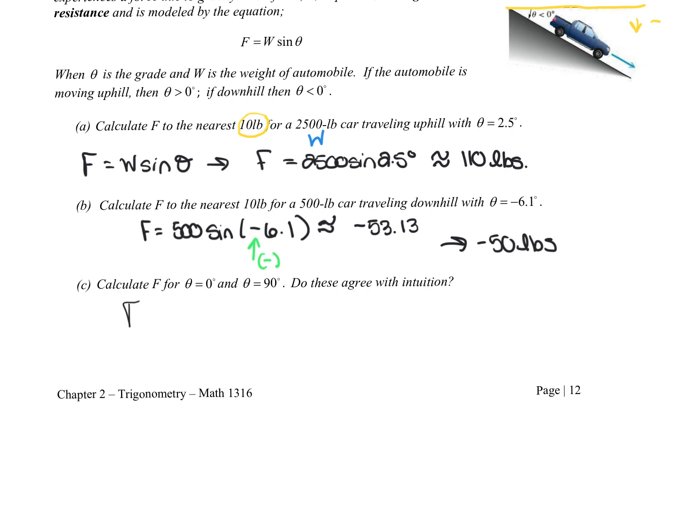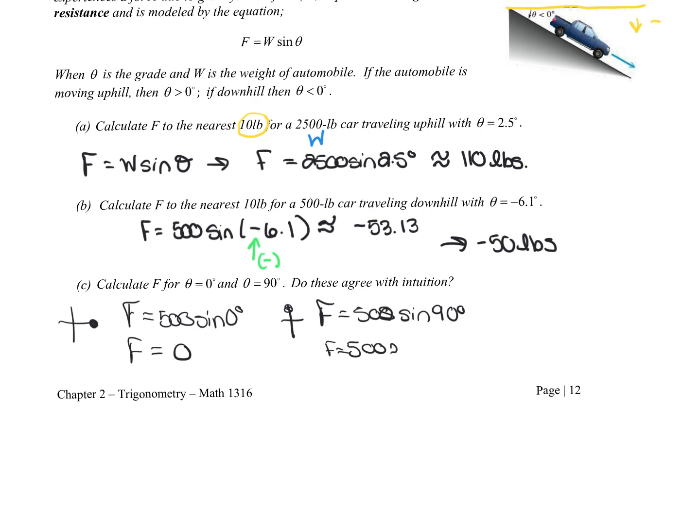Then it wants us to calculate F for when theta is 0 and theta is 90. So we do 500 sine of 0 degrees. Sine of 0 degrees over here is equal to 0, so the force is equal to 0. But if I do F equals 500 sine of 90, 90 is straight up, so the force is equal to 500.